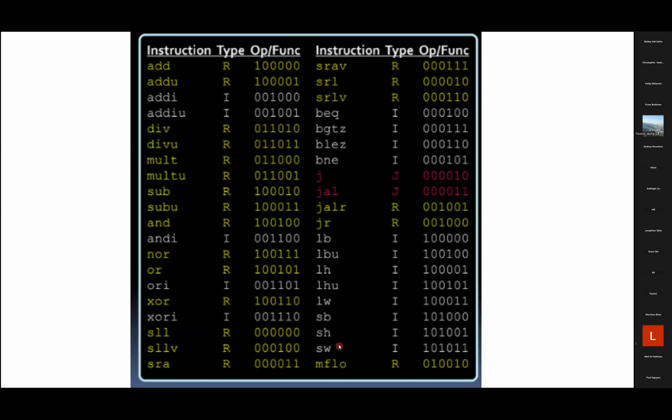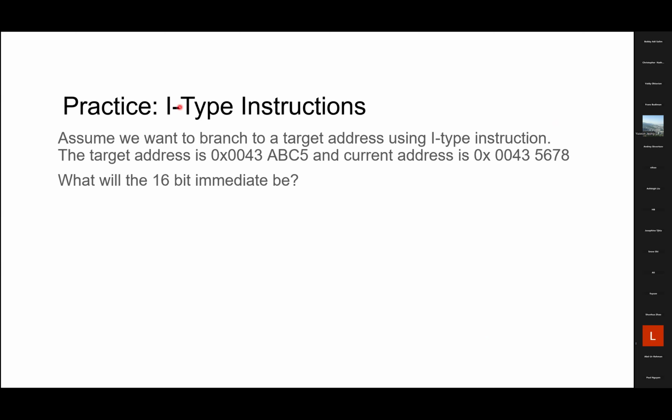These are just examples of the different instructions. You can see that branchings are all I types. Then there's an R type addition, but there's also an I type addition, which is adding your immediate to the register data. All right.